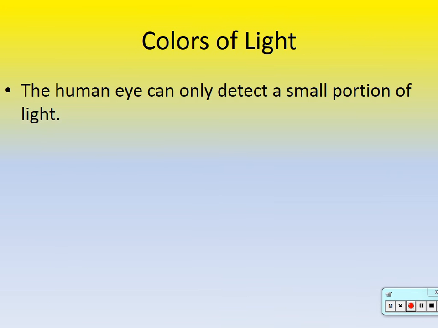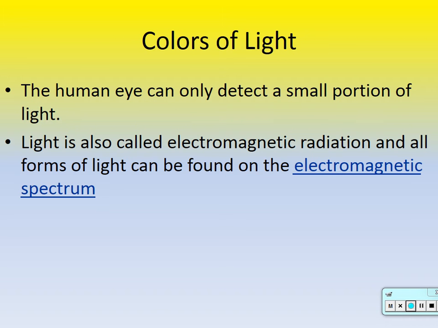Okay? Now the human eye can only detect a small portion of light. We just can't see all the different forms of light. We're going to talk about all the different forms of light today. We can only pick up a small portion of light. Light is also called electromagnetic radiation. That's a fancy way of saying light. Electromagnetic radiation. And all the different forms of light can be found on the electromagnetic spectrum. We're going to study the electromagnetic spectrum and understand it a little bit better in the coming slides.